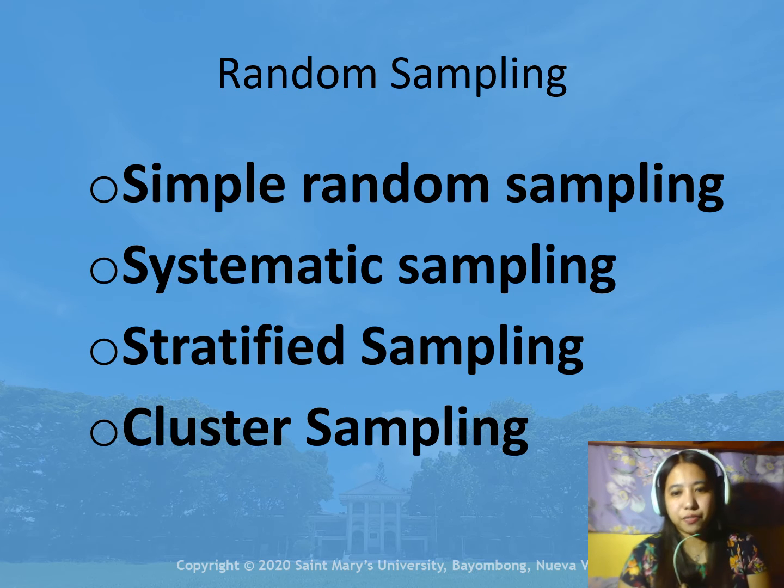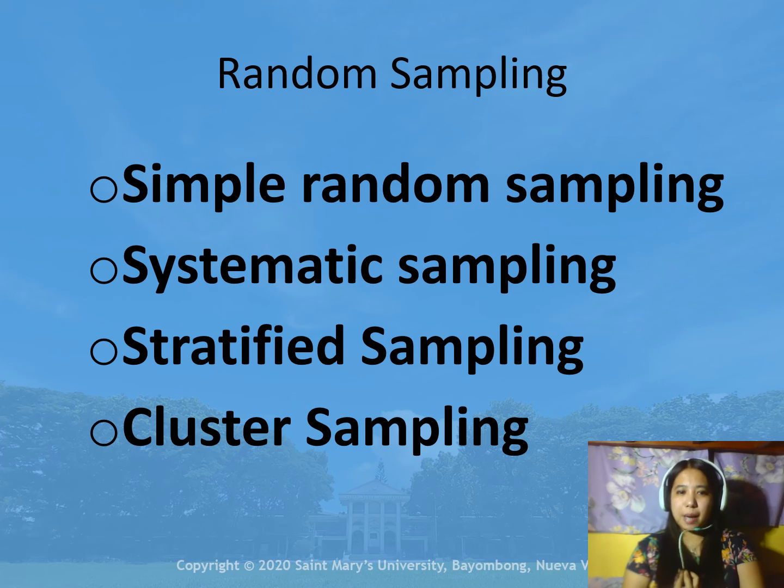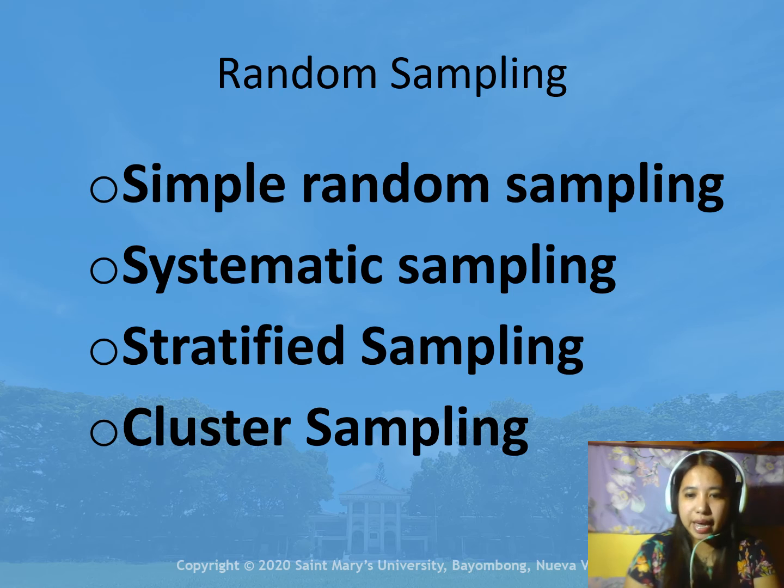Here is the list of the most commonly used random selection. We have simple random sampling, commonly termed as random sampling technique, systematic sampling, stratified sampling, and cluster sampling. This will be discussed in a separate video.